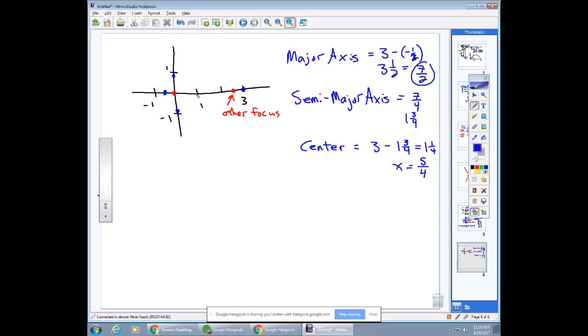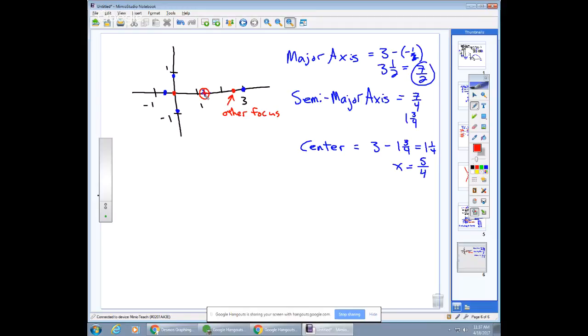And so let's check that out. Let's see, that would be 1.5, so 1 1/4 would be right about here. So that right there should be my center. Double checking the distance, did I do that right? Yeah. So the distance from this focal point to there is 5/4.